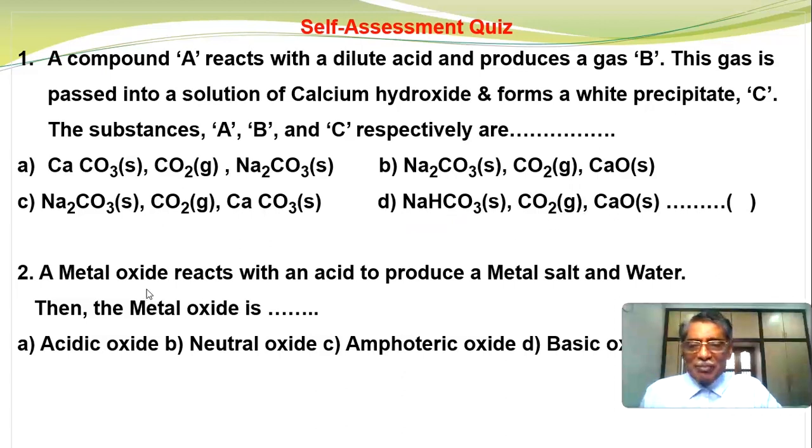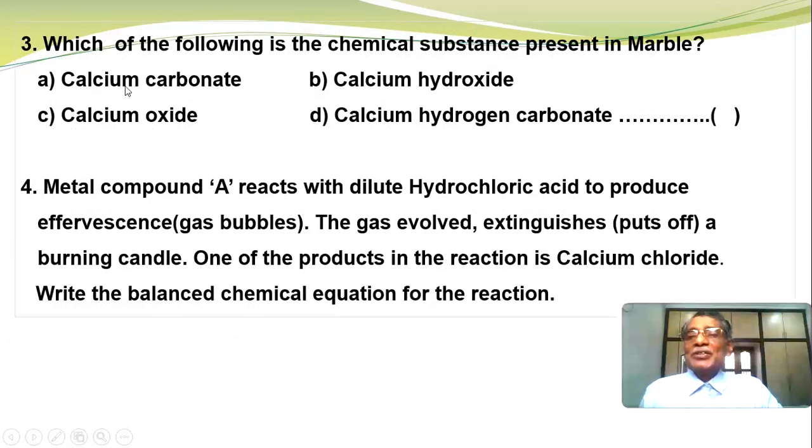Question 2. A metal oxide reacts with an acid to produce a metal salt and water. Then the metal oxide is dash. Option A, acidic oxide. Option B, neutral oxide. Option C, amphoteric oxide. And option D, basic oxide. Choose the right option. Question 3. Which of the following is the chemical substance present in marble? Option A, calcium carbonate. Option B, calcium hydroxide. Option C, calcium oxide. Option D, calcium hydrogen carbonate.